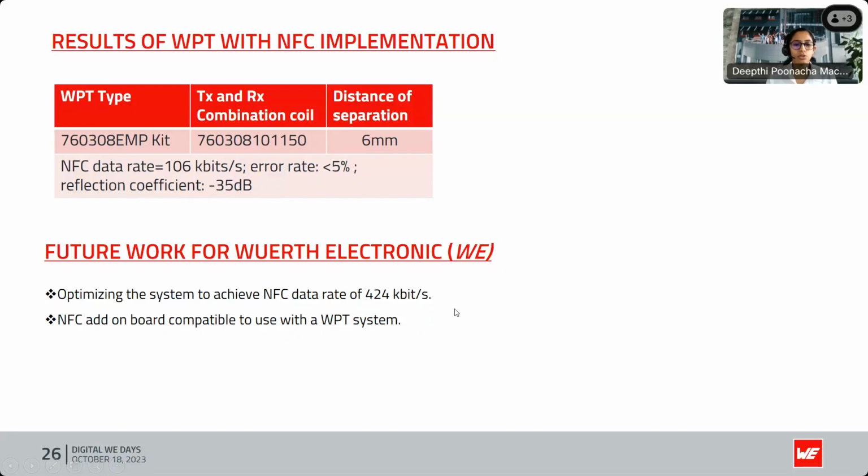Some of the future work for us based on this system implementation is to try and achieve a higher data rate using NFC of around 424 kilobits per second, and to build the filter network and the VPT transmitter board together as one VPT system.